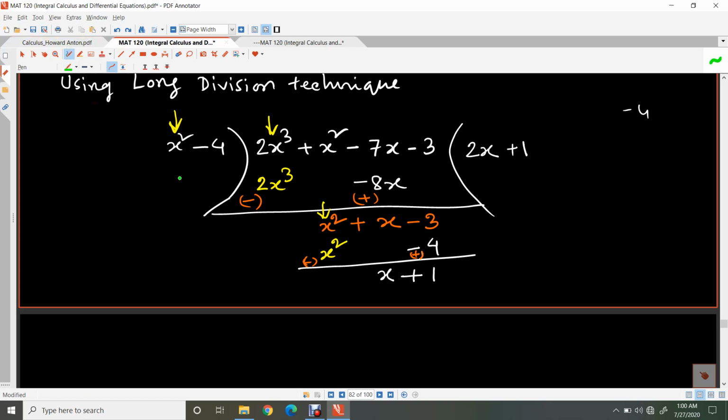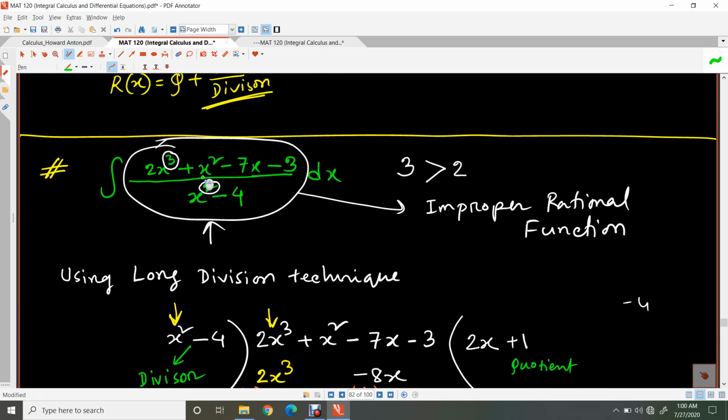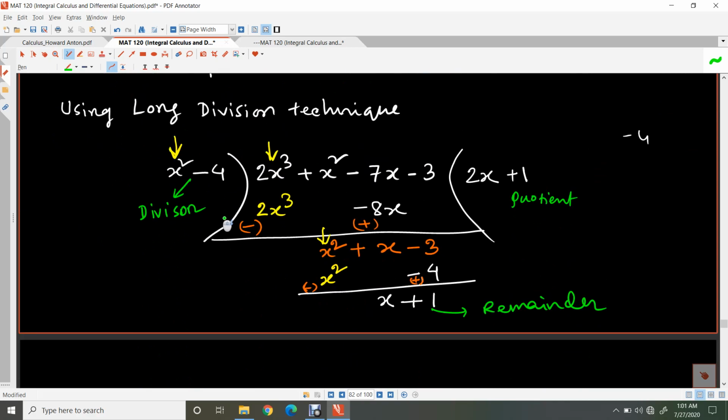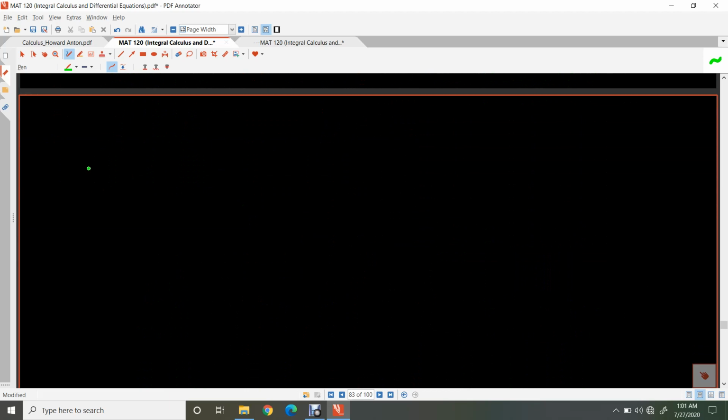So let's figure out that it is the divisor. It is the quotient, and this part is the remainder. So this improper rational function can now be expressed this way, that is quotient plus remainder over divisor. So let's write r of x is equal to quotient plus remainder over divisor.